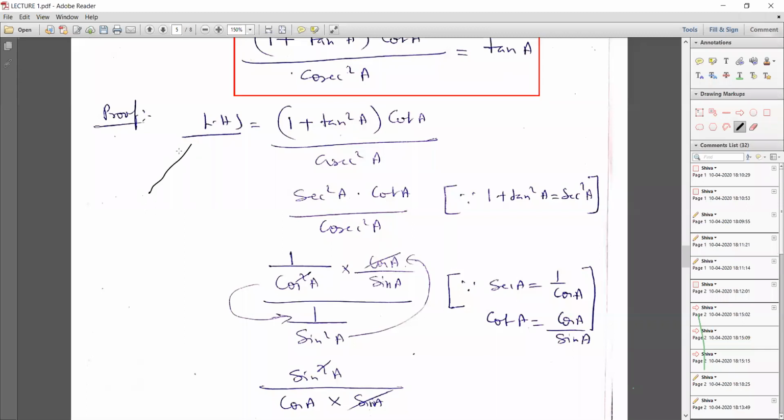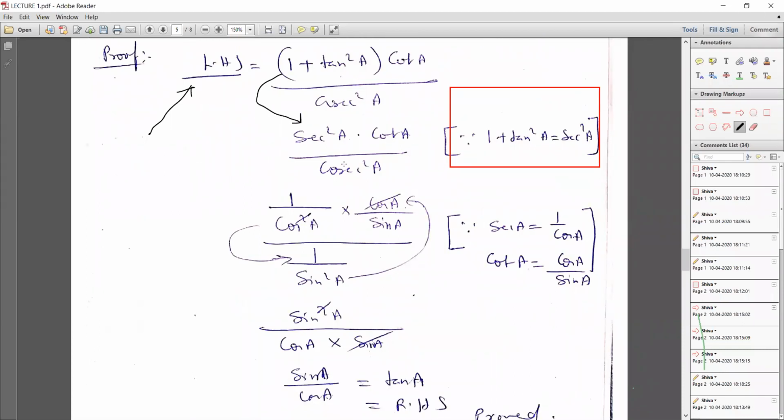Always remember, you have to think about the identities and the trigonometric ratios in a very simple manner. Wherever the cot ratio is coming, try to put cos upon sine. And 1 plus tan square a, I have taught you 1 plus tan square theta is equal to sec square theta in the identity part when we proved the identity. So straightforward, we can make use of this identity that 1 plus tan square a is equal to sec square a, into cot a upon cosec square a.